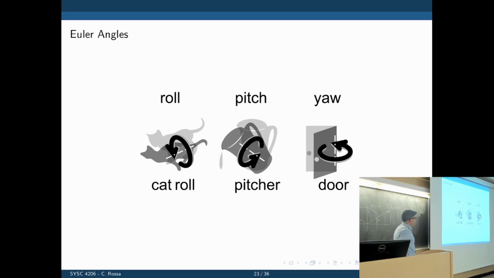Alright, so just as a reminder, a little analogy: roll, pitch, and yaw, the three Euler angles that we need to specify to fully describe the rotation of a frame with respect to another.